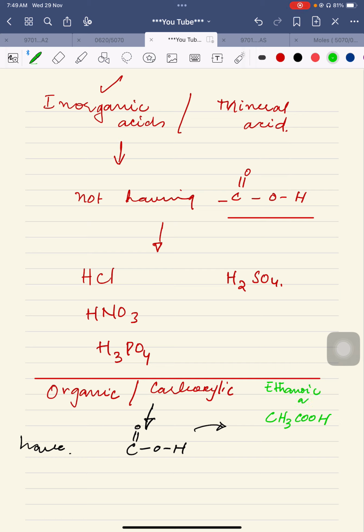Now I'm going to write another example, and that is HCOOH. This is called methanoic acid. So number one is ethanoic and number two is methanoic. Both of them are called organic acids and both are called carboxylic acids as well, because they have C double bond OOH in them. So these are the examples regarding the second category.